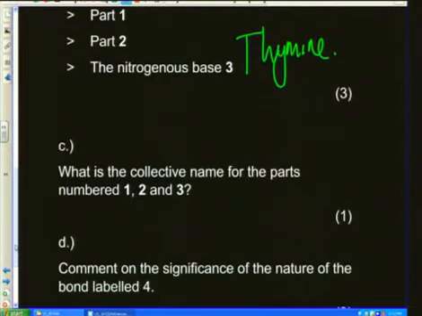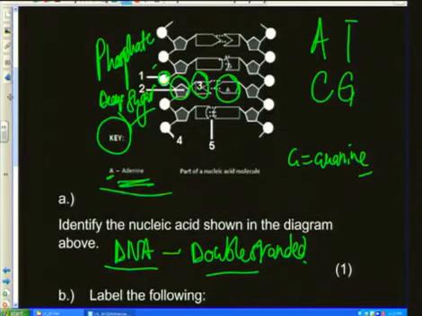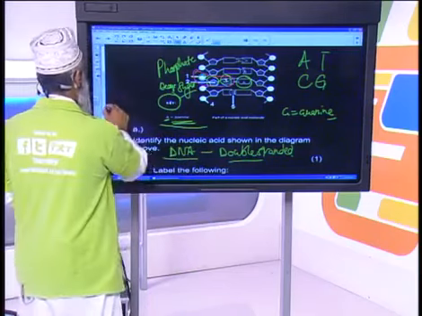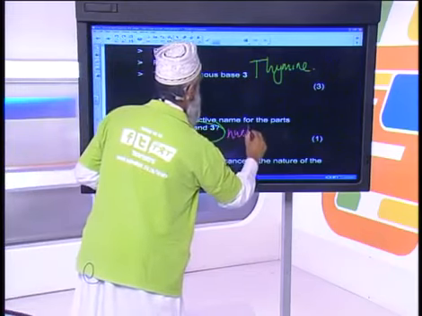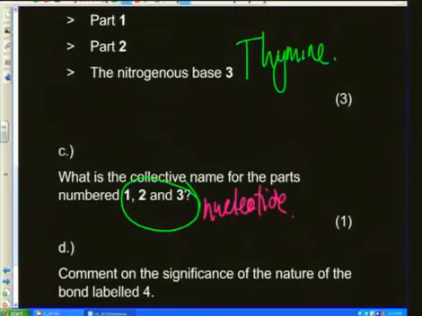What is the collective name for the parts numbered 1, 2, and 3? Let's go back. In other words, this one here, I'm going to use another color for you. So we're talking about that part there. 1, 2, sorry, not that part. Let's just undo that. Okay. So we're talking about there, 1, 2, and 3. There you go. I said to you earlier, the name for that is called a nucleotide. Nucleotide. Good. Are we together, guys?